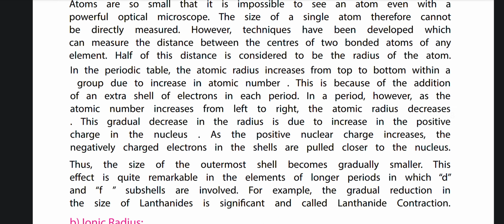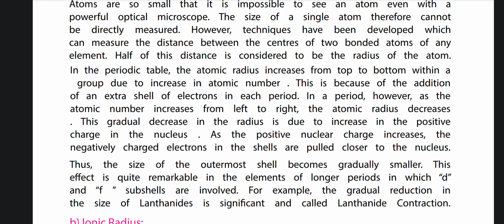In the periodic table, the atomic radius increases from top to bottom within a group due to increase in atomic number. This is because of the addition of an extra shell of electrons in each period. In a period, however, as the atomic number increases from left to right, the atomic radius decreases. This gradual decrease in the radius is due to increase in the positive charge in the nucleus.